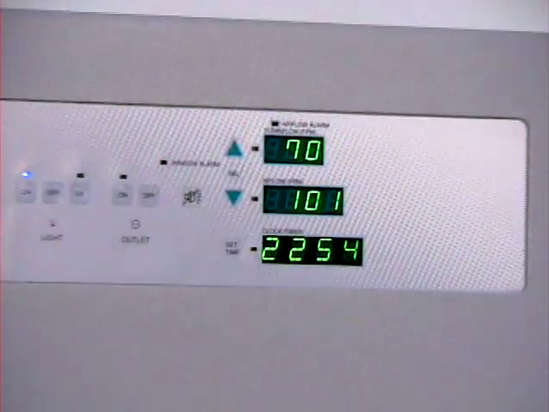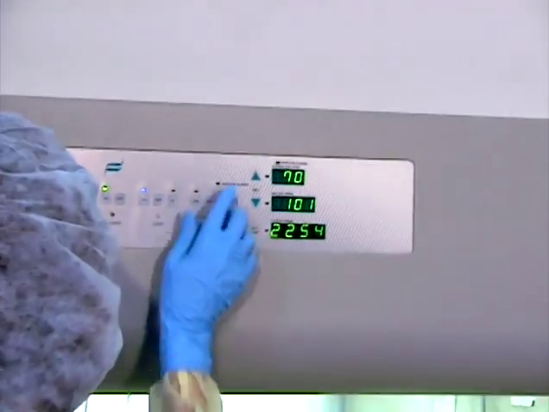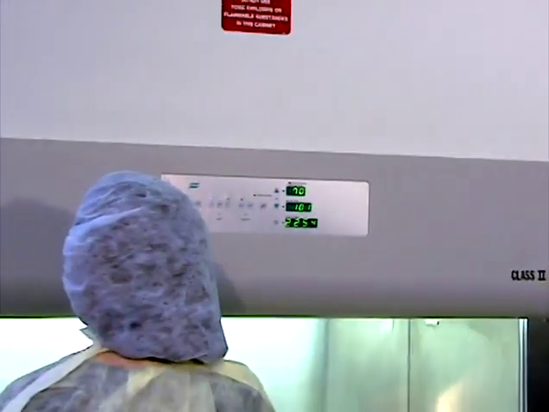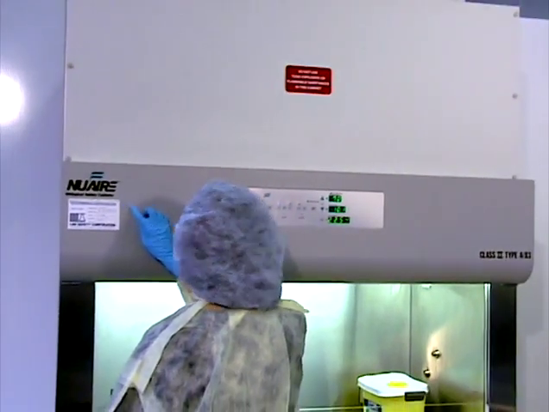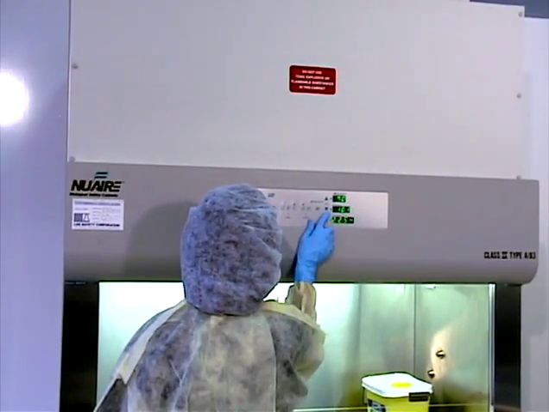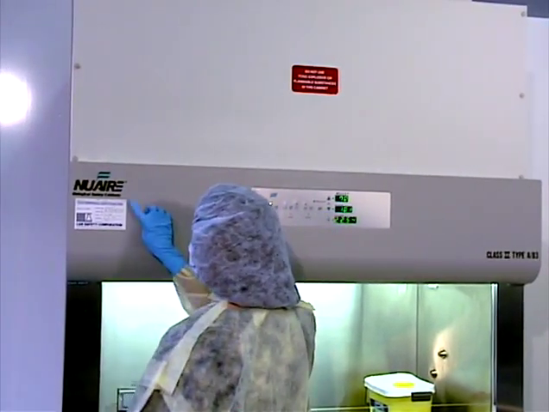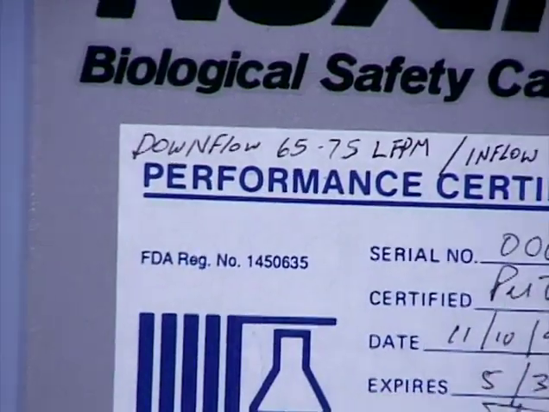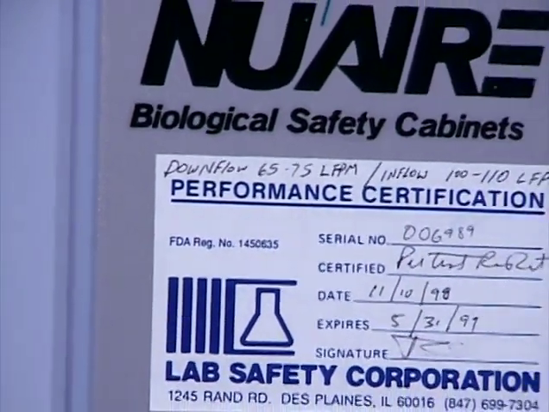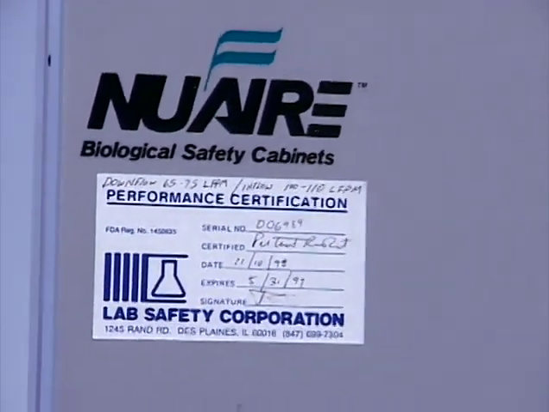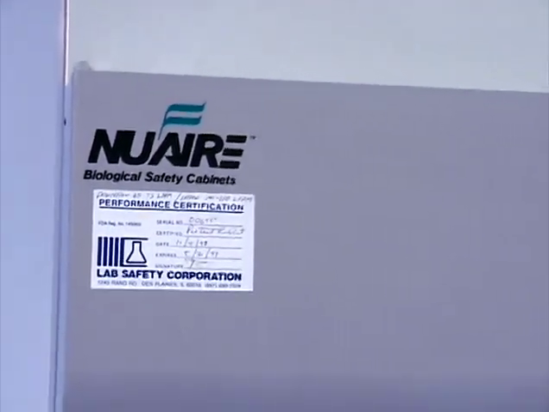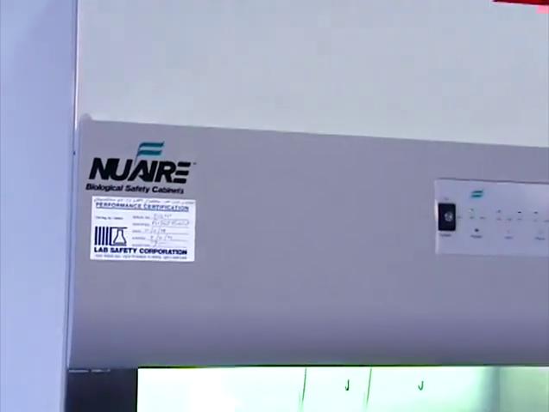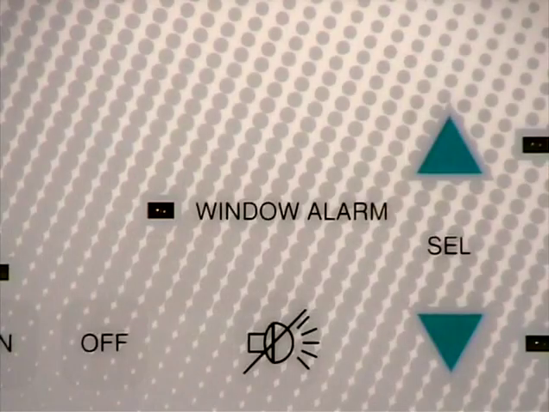Manufacturers of the most modern BSC designs incorporate CPU-driven thermistor technology, which controls and reads out actual inflow and downflow values. This readout does assure operation at the proper velocity profile for the unit. Have your certifier record the acceptable performance ranges on the certification sticker. The operator should verify that the required exhaust and downflow values are present.